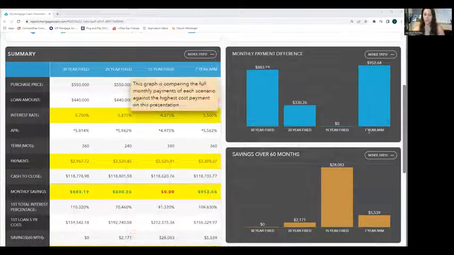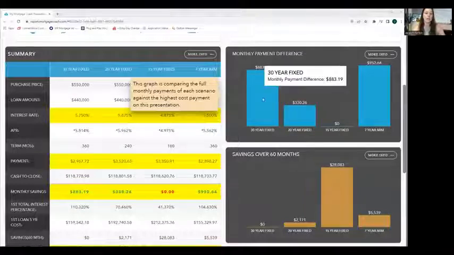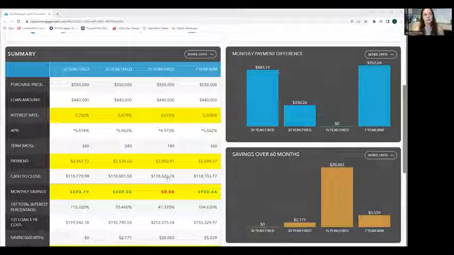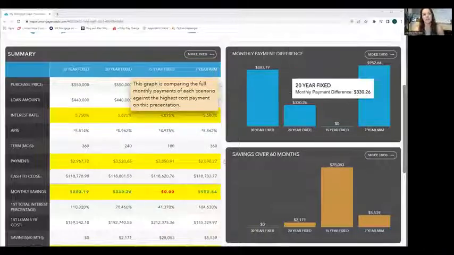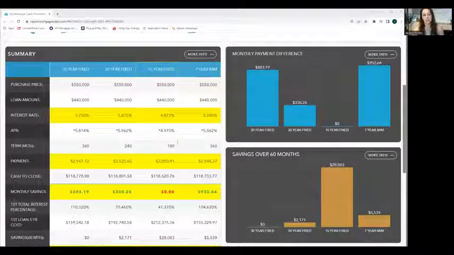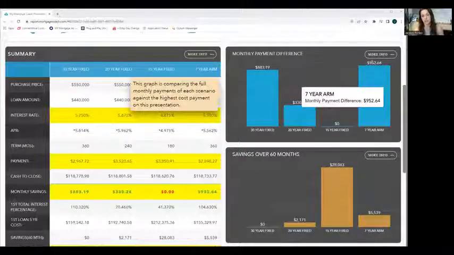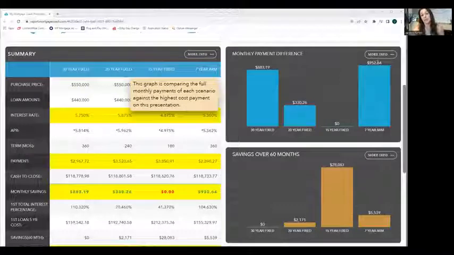What's cool about this mortgage coach presentation and the TCAs, the total cost analysis as well, is going to show you the payment difference. So with the monthly payment difference, this $883, $330, it's basically comparing the lowest payment to the highest payment. So your difference in payment from the 15-year fixed to the 30-year fixed is $883. Your payment difference between the 7-year ARM and the 15-year fixed is $952. So to make it simple, you can make that extra principal payment to that 30-year term, and that's going to pay that balance down faster.